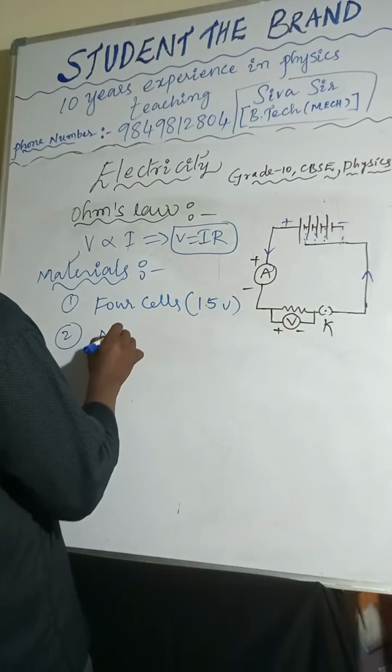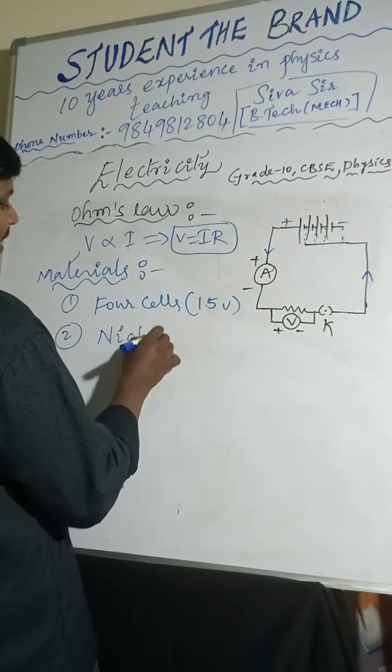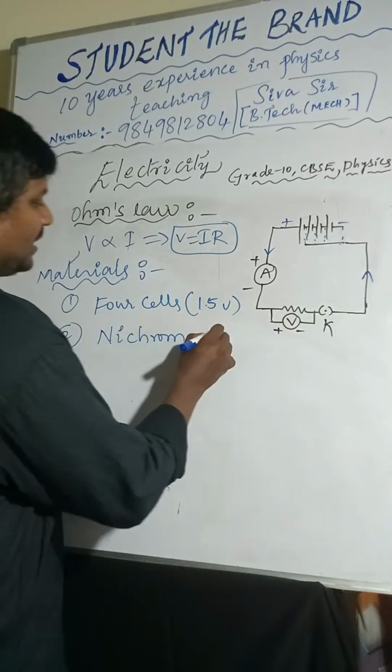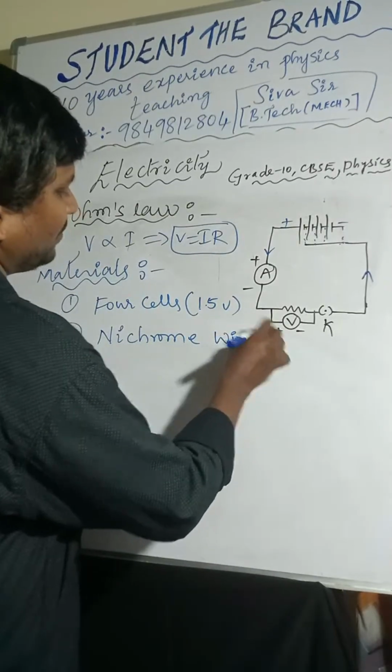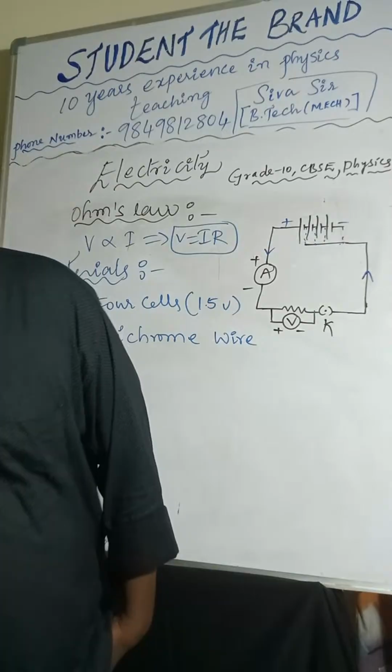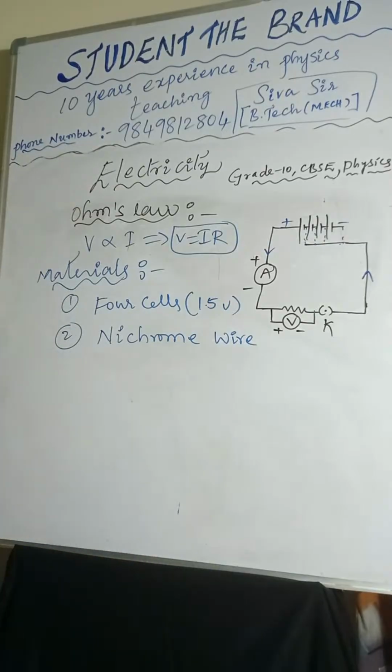Resistor. That is nothing but nichrome wire. Nichrome wire is an alloy of nickel, chromium, manganese and iron metals.